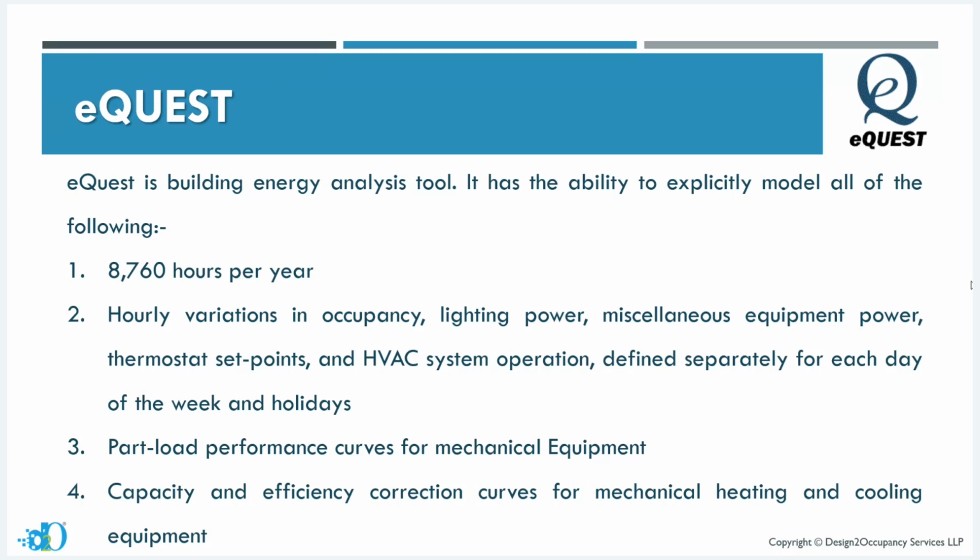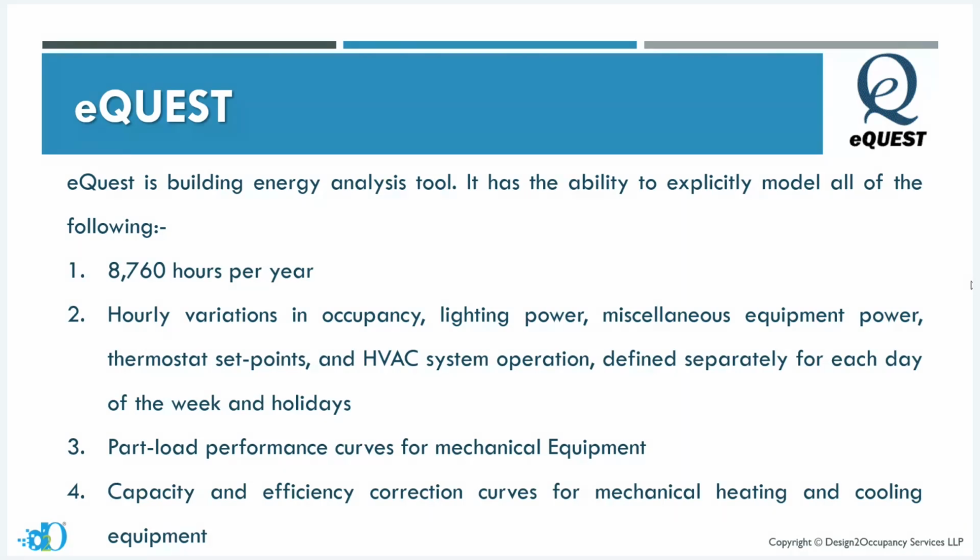So in eQuest software, we can work out for 8,760 hours, like for a year. For each day, we can do the calculations and change things. We can work on the part load performance, because we have all the curves for the mechanical equipment, and capacity and efficiency correction measures. Again, we can make the correction in the curves as per the manufacturer, and all these things we can easily do in the eQuest software. So eQuest software is very friendly, and we can use it.